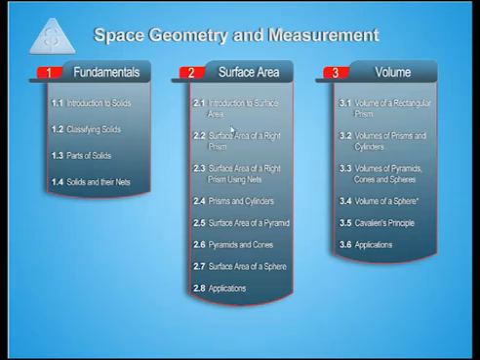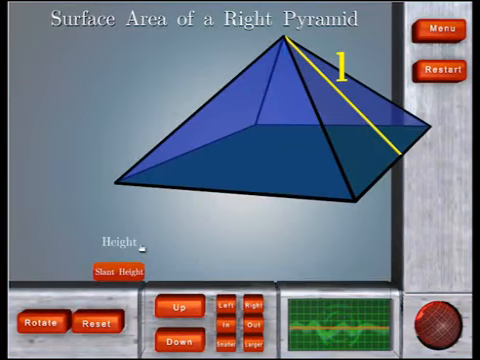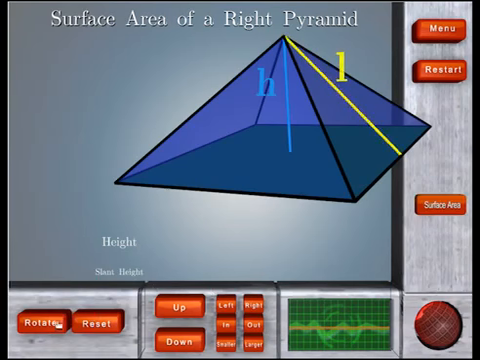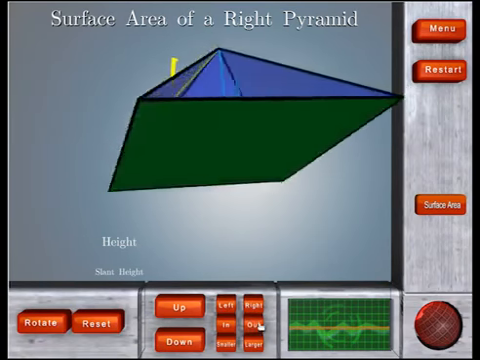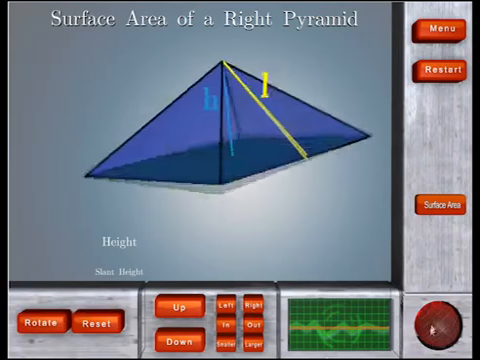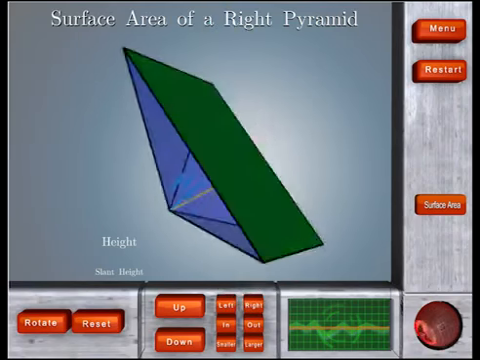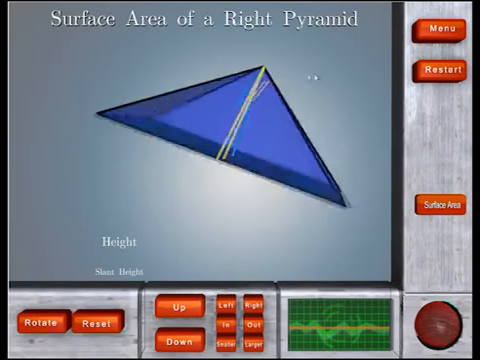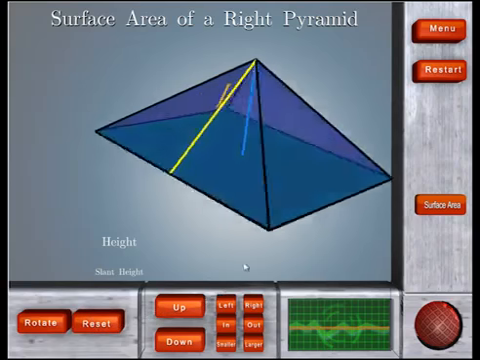Building on our discussion of nets, let's take a look at how to find the surface area of a right regular pyramid. The Common Core Standards for Math states that students should be able to give informal arguments for the formula for the surface area of a pyramid.